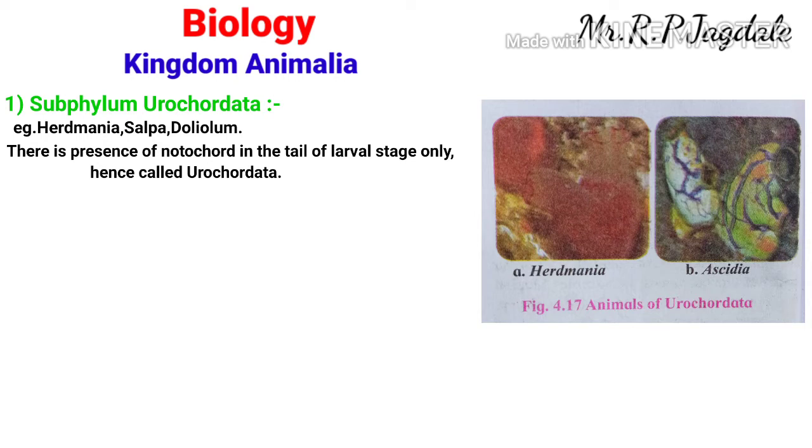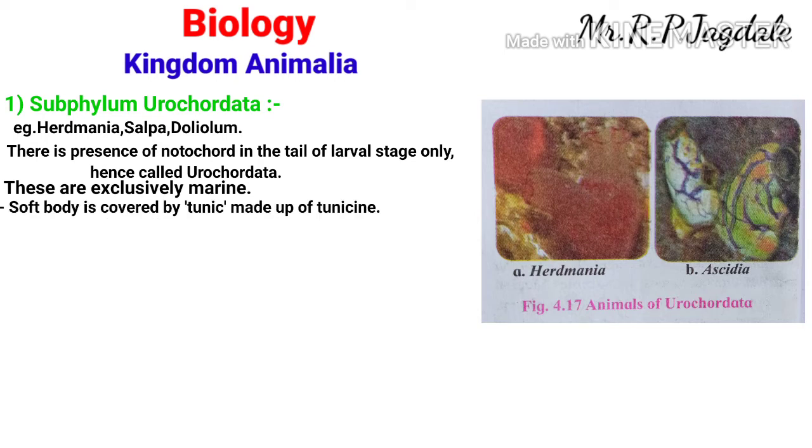They are exclusively marine. That means they are present in the sea water or marine water. Their body is soft, and this soft body is covered by a tunic which is made up of tunicin. Because the body is covered by tunic, these animals are also called tunicates. And this notochord is lost during the metamorphosis. Metamorphosis means there is change in their body structure and disappearance of a lot of structures. That means in the metamorphosis, there is degeneration of the tail, and along with that tail, the notochord is also lost. So notochord is lost during the metamorphosis in the Urochordata.